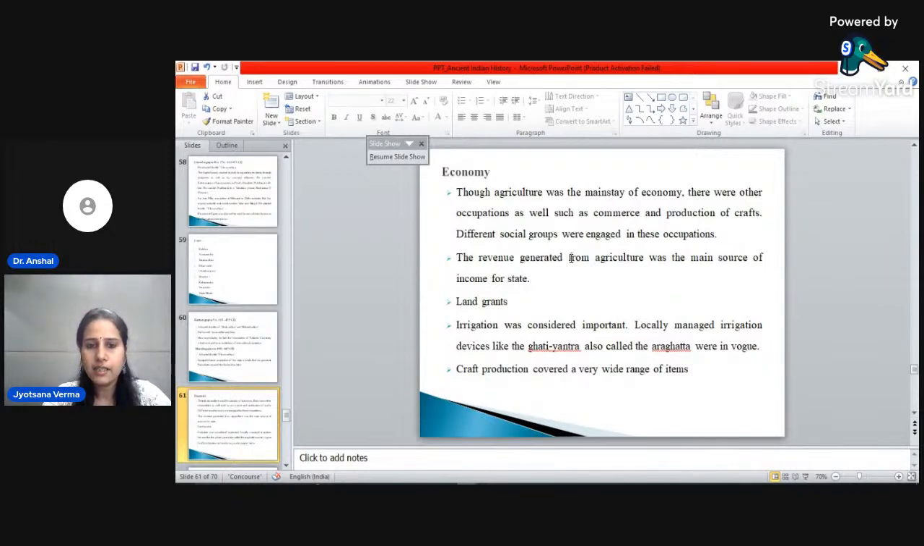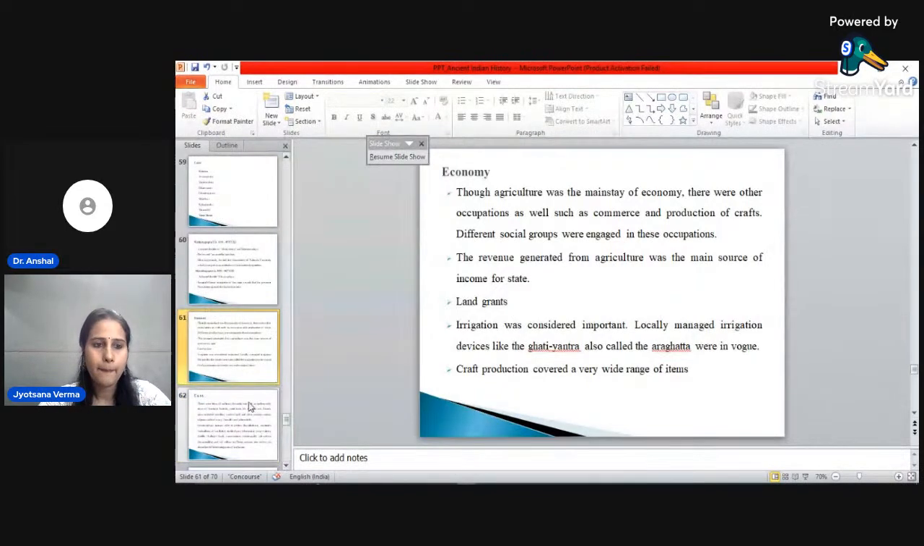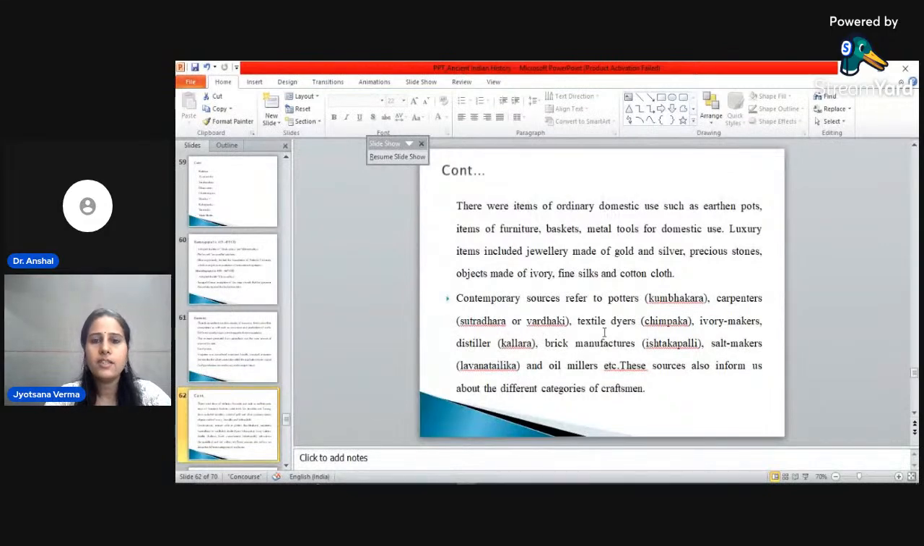Locally managed irrigation devices like the ghati yantra, also called the Arghatta, were in vogue, and craft production covered a very wide range in this period. There were some ordinary items for domestic use such as baskets and metal tools. Luxury items include jewelry made of gold and silver, precious stones, objects made of fine skin, and cotton cloth. These are some craft-based productions.